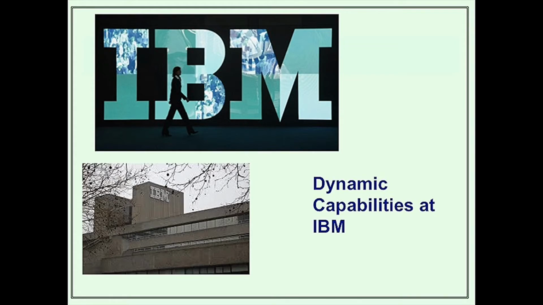Now in this video I want to talk about two examples to give you a sense of what dynamic capabilities really look like. And so I want to talk about IBM and also about Samsung. But let's start with IBM first.